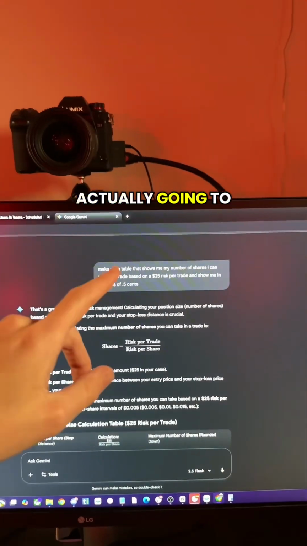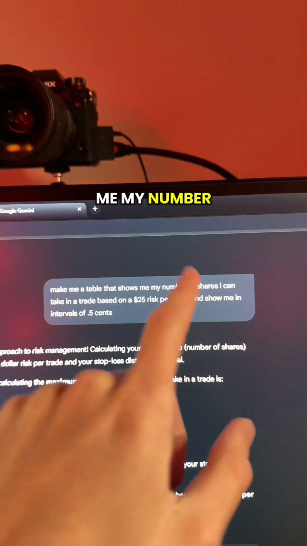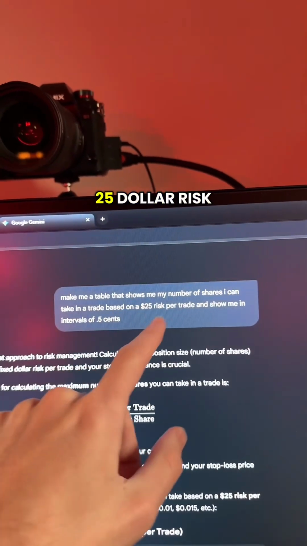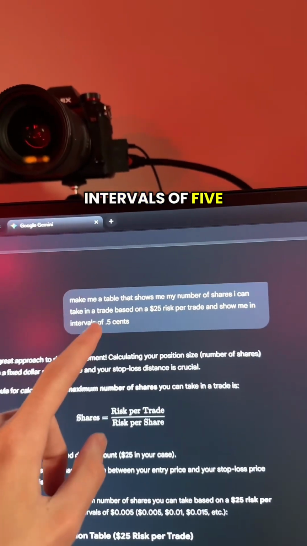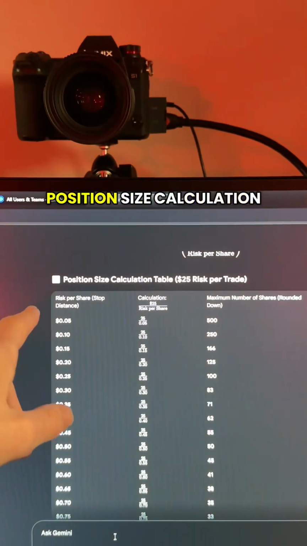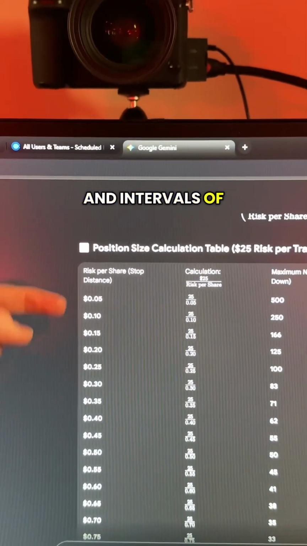So what you're actually going to do is go to ChatGPT or Google Gemini and type in, make me a table that shows me my number of shares I can take in a trade based on a $25 risk per trade. Of course, you will change this to whatever yours is, and show me in intervals of 5 cents. After that, you'll get this perfect position size calculation table. That way it shows you the exact amount of shares to take in intervals of 5 cents a share.